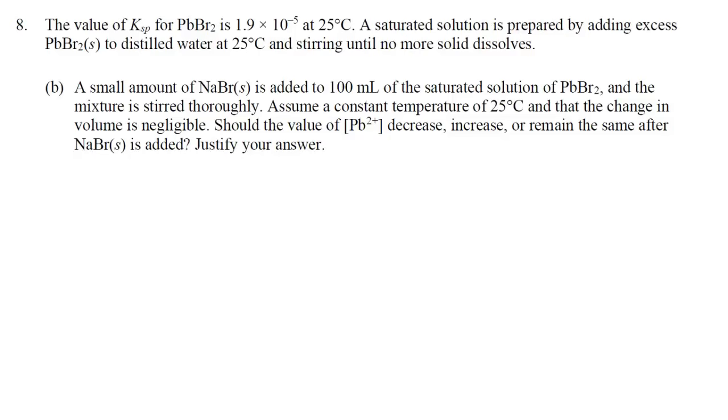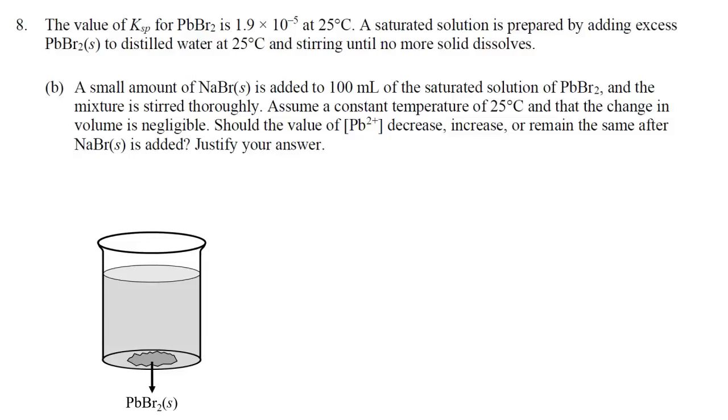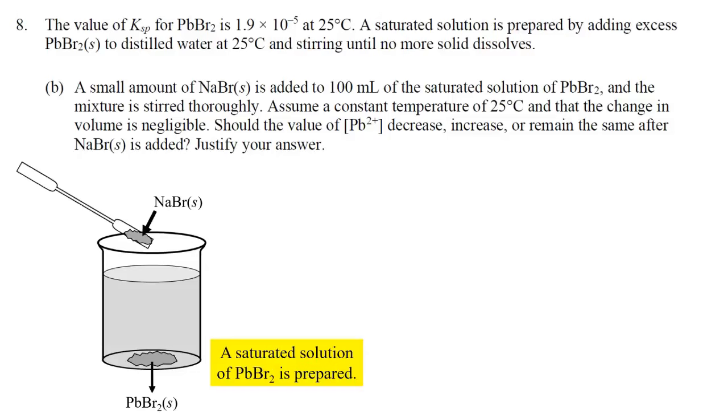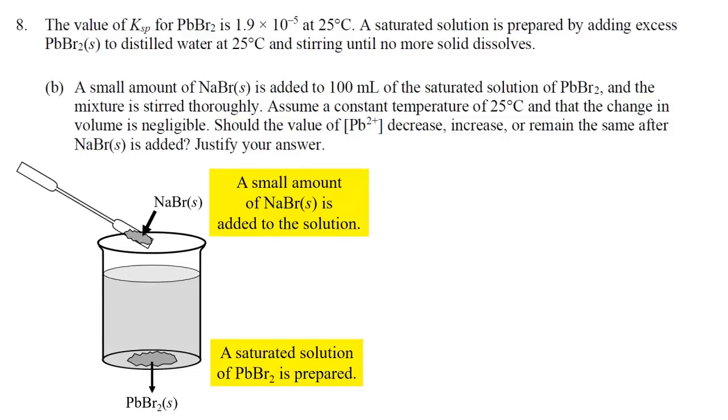Justify your answer. So here is a diagram to help you understand what's going on. We have a saturated solution of lead bromide that has been prepared, and then a small amount of solid sodium bromide is added to the solution.